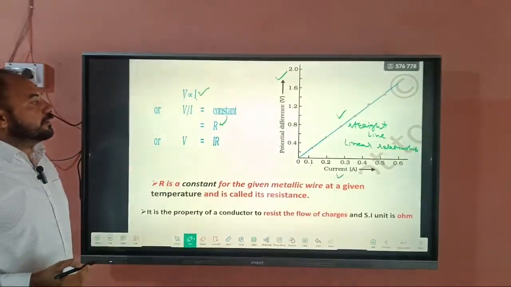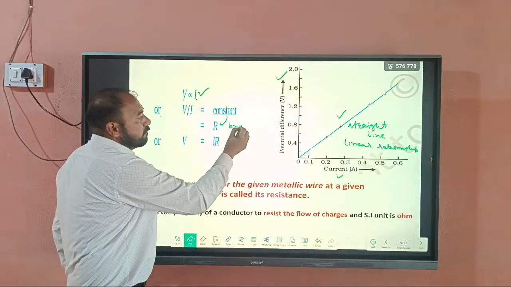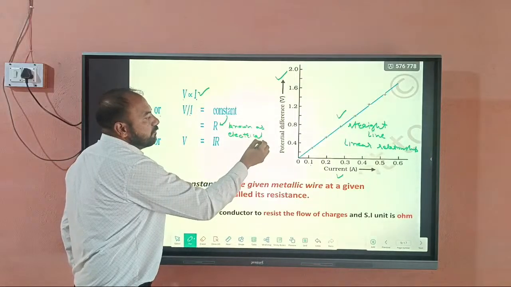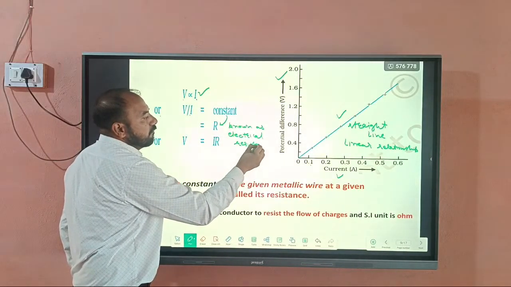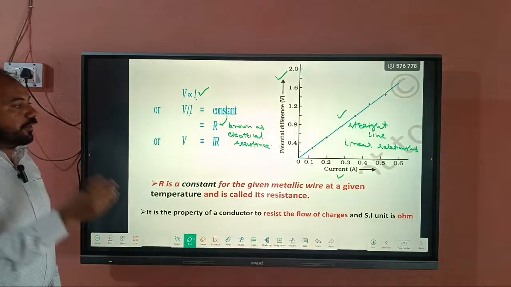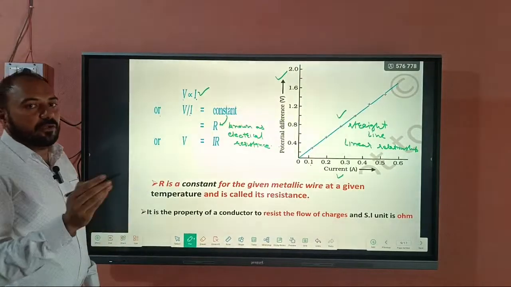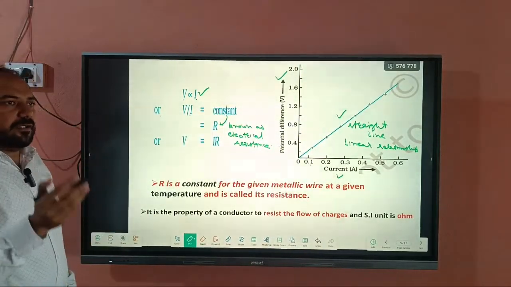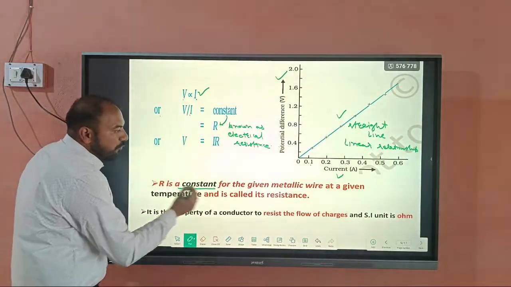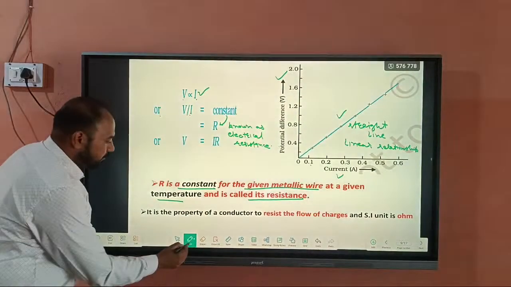So what is R here? R is the electrical resistance, known as the constant. So what is electrical resistance? It produces opposition to the flow of electric charge. It decreases the speed of the electrons by applying a force, and this force depends upon the atomic structure of the materials. So R is constant for a metallic wire at a given temperature and is called resistance.